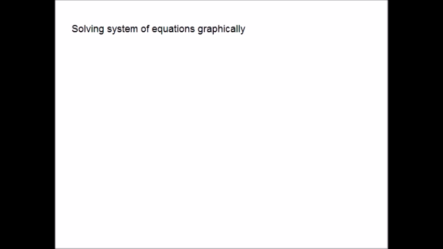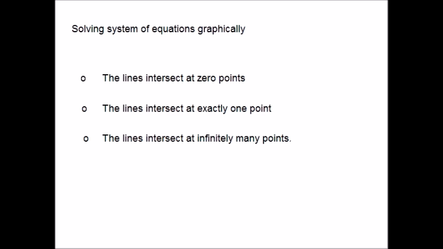Here, let us discuss how to find it graphically. System of linear equations is just a set of two or more linear equations. In two variables x and y, the graph of a system of two equations is a pair of lines in the plane. First, let me explain to you the three possibilities. After graphing, you will get only three possibilities. The lines intersect at 0 points. It means the two lines will never meet.